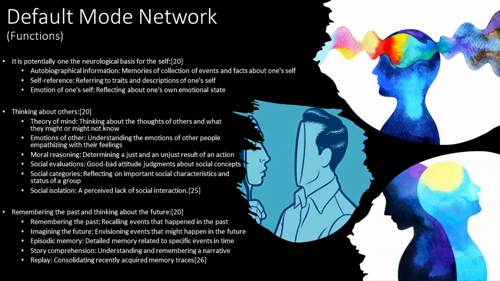So it's also implicated in remembering the past and thinking about the future, so recalling events that happened to you, imagining the future, episodic memory, things that happened in the past and how they may relate to the future, as well as story comprehension, so understanding and remembering a narrative and how that may apply to you individually. And then replay, consolidating recently acquired memory traces and integrating that back into a storyline.